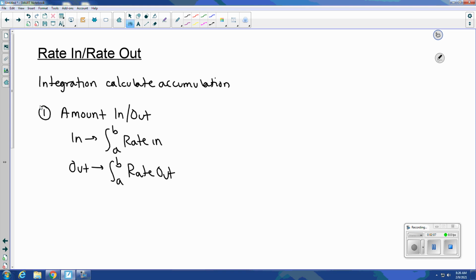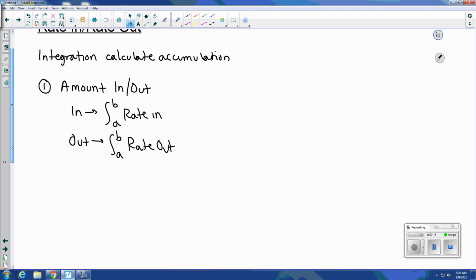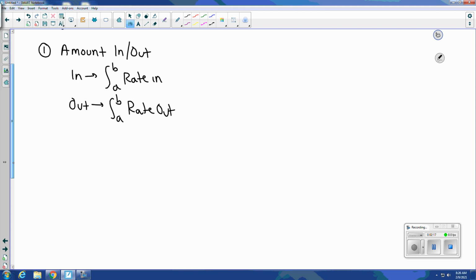The total amount that went in or the total amount that has been removed over some time period, and it is as simple as integrating that rate in or that rate out. So that rate in represents the rate of change of that object over some time period, and the rate out, the rate of change. So if we integrate, we get that accumulation, that total amount.